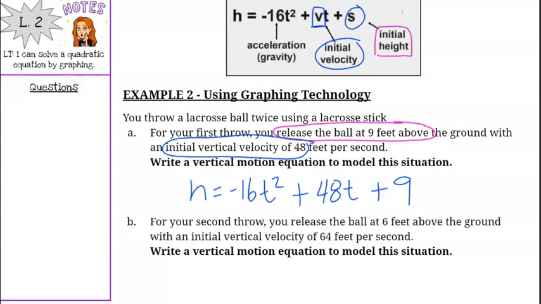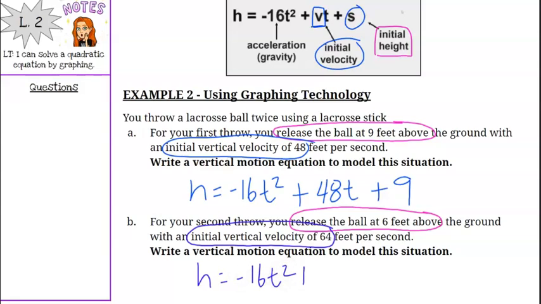Now for our second throw, we release the ball at 6 feet above the ground. So that is going to be our initial height, that s variable, with an initial vertical velocity of 64 feet per second. So that's that force behind the throw. So we were a little more forceful with that throw. And that's the v variable in the middle. So let's write our equation. We have h equals negative 16t squared plus 48t plus 9.